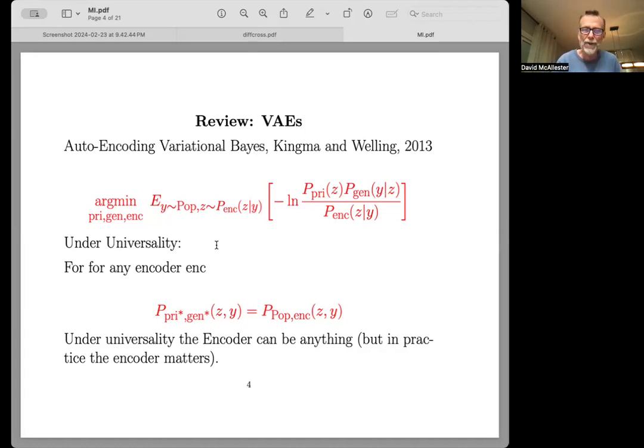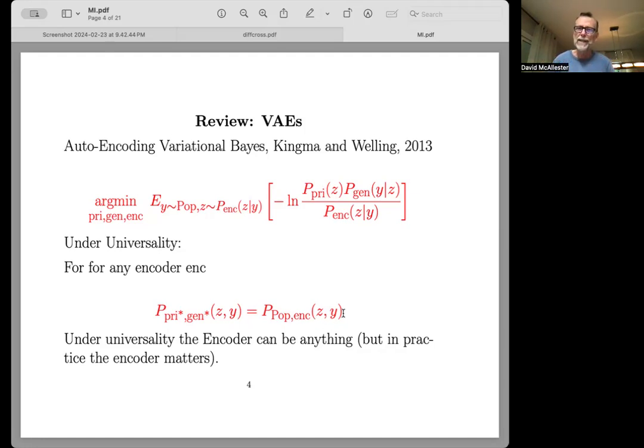So the theorem is for any encoder, if we assume universality for the prior and the generator, the encoder doesn't matter because the prior and the generator, if it's universal, can model this joint distribution, whatever it is. So the theorem is for any encoder, the optimal prior and the generator is the population encoder distribution over Z and Y.